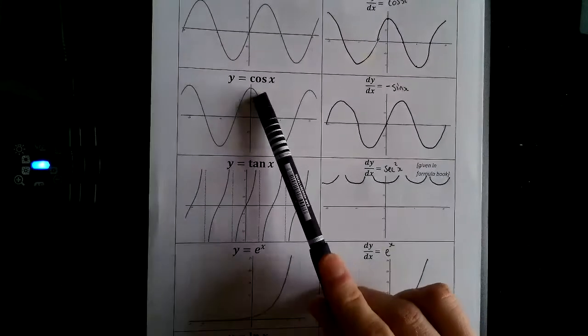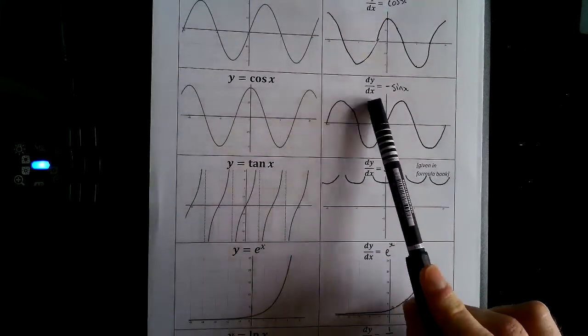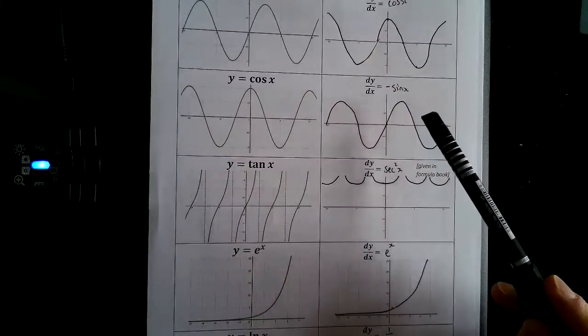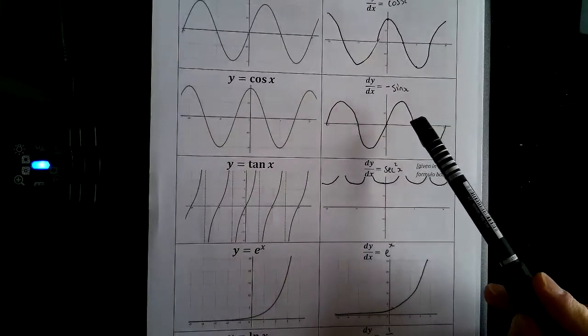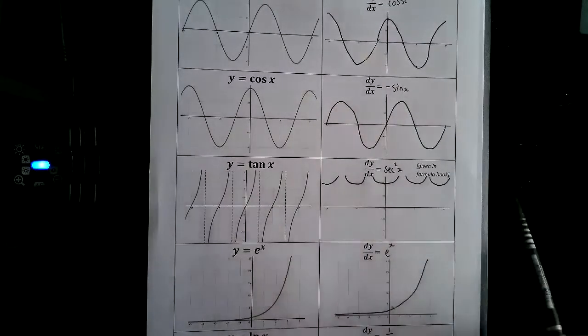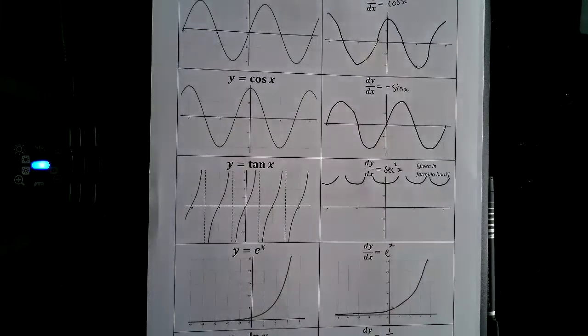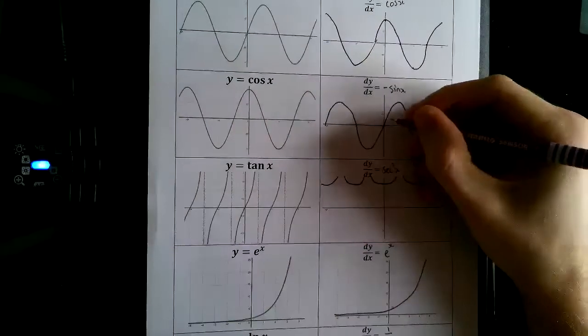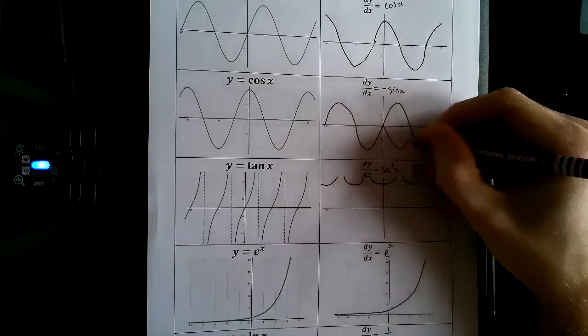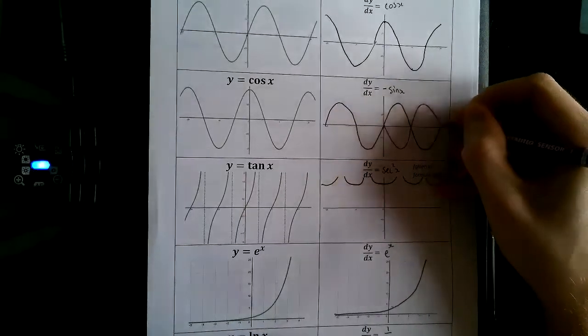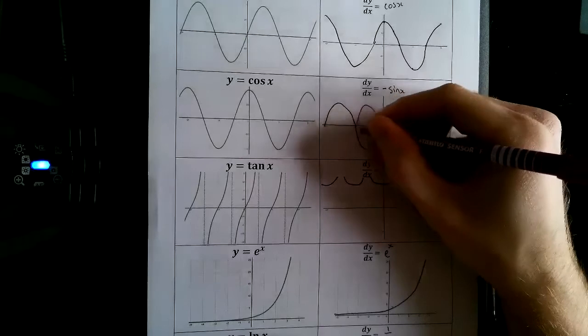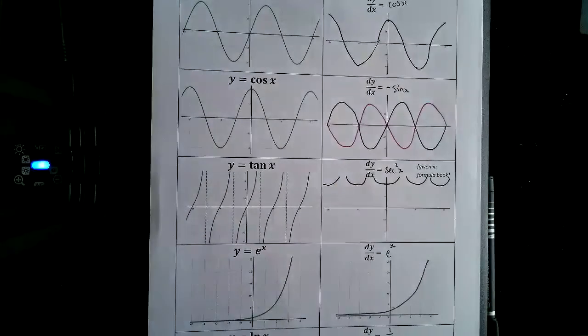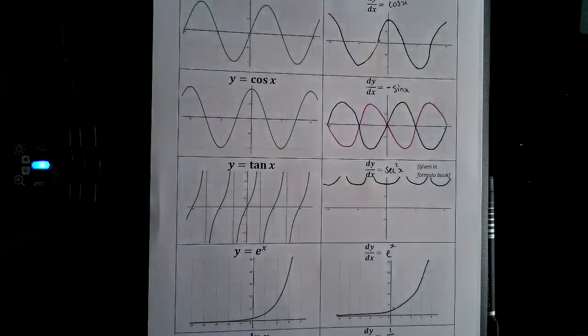Similarly, cos differentiates to give minus sine, which I've just realized is upside down. So ignore the black one, it should be the purple one. It's too early in the morning for me.